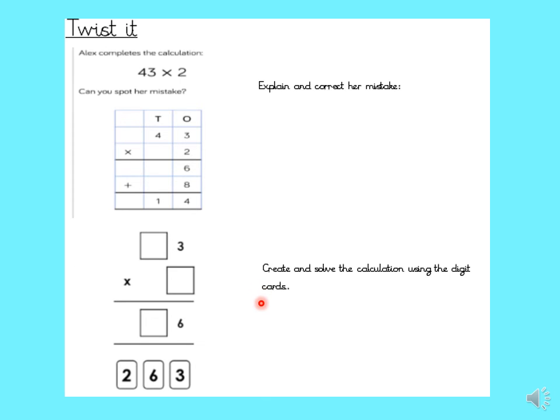And then you need to create and solve the calculation using these digit cards. So you've got a 2, a 6 and a 3. There needs to be a 2 and a 6 and a 3 in one of these boxes, okay? So your answer must have one of these numbers in. This will help you. You know that 3 times something is going to be 6. So look at the numbers that you've got. Think about how you can make 6 out of these numbers. 3 times what makes 6? That will get you started, and then you've just got 2 more numbers to play around with, okay?